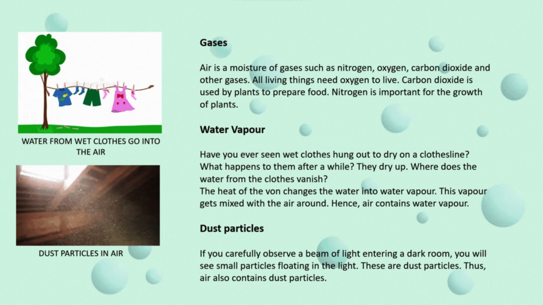Water vapor. Have you ever seen wet clothes hung out to dry on a clothesline? What happens to them after a while? They dry up. Where does the water from the clothes vanish? The heat of the sun changes the water into water vapor. This vapor gets mixed with the air around. Hence, air contains water vapor.